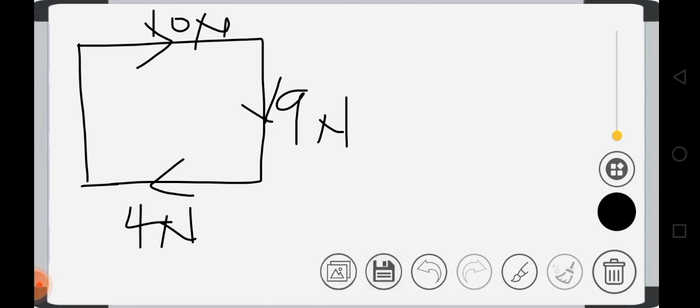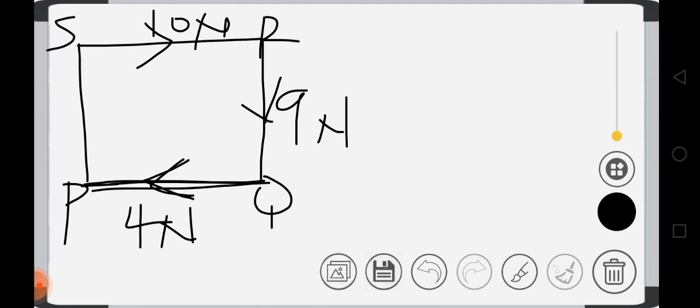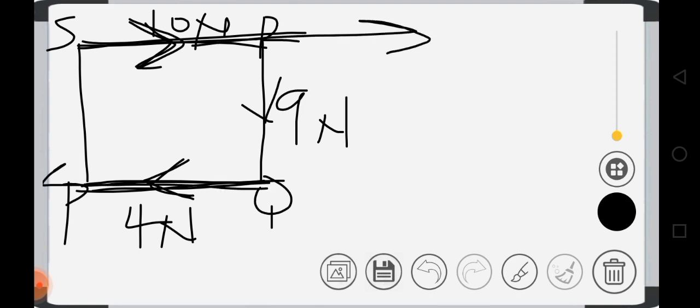You have 10 newtons going to this side. How do you resolve something like this? So look how to do it. If you check now, this is a horizontal line. This is also a horizontal line. So in terms of forces, they are acting along the same line of action. This one is horizontal, this one is horizontal. But check, this one is moving to this side, while this other one is moving to this side.